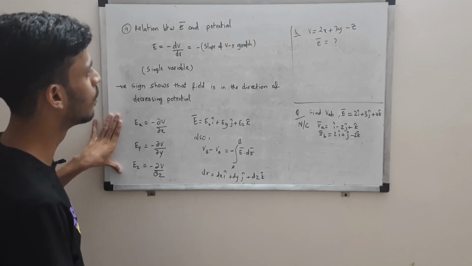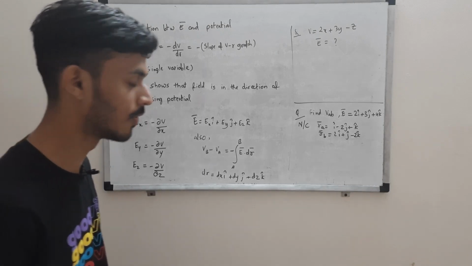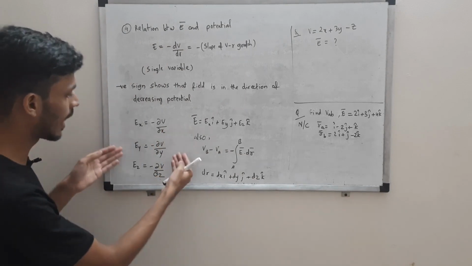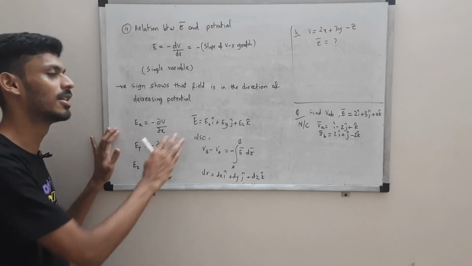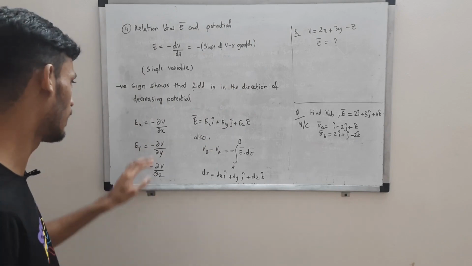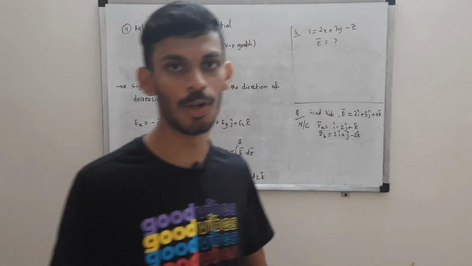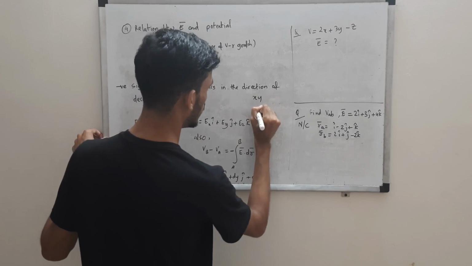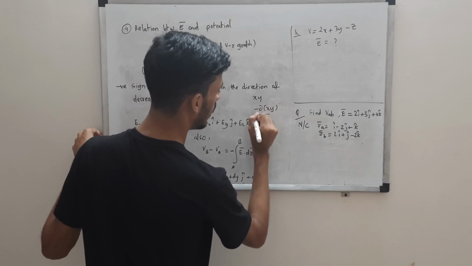Now let us come to the actual truth. This is only true if your potential V is a function of a single variable. If you have multiple variables like x, y, z, then you are supposed to take the partial derivative. By partial derivative I mean that when it is dV/dx, you only take x into consideration and treat all other variables as constants. Suppose you have a function like xy and you want to differentiate it with respect to x, then you will treat y as a constant.